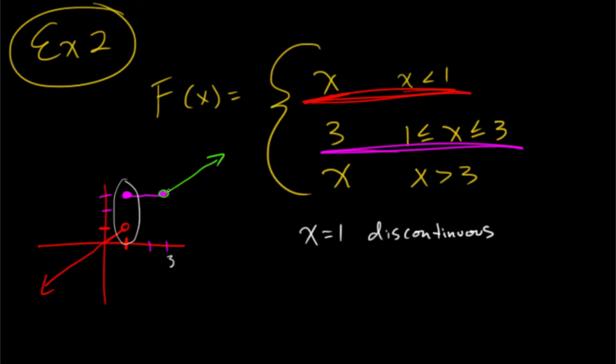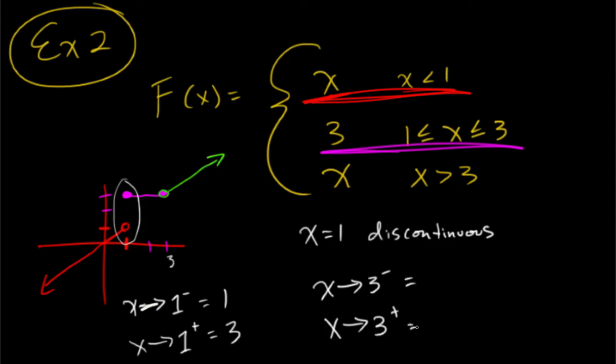Now, what really all we need to show is that at x equals 1, the one-sided limits exist, and so if we're looking at x equals 1, as x approaches 1 from the negative side, we're going to get positive 1. As x approaches 1 from the positive side, we're going to get 3. And so there's no limit there, so it can't be continuous. Okay. And then at x equals 3, as x approaches 3 from the negative side, x approaches 3 from the positive side, we see that both of those are going to give us a value of 3.